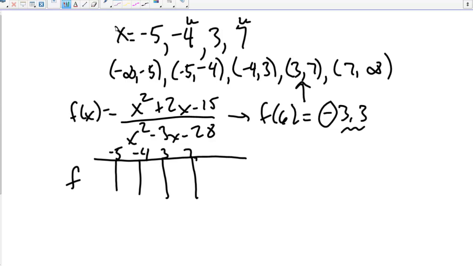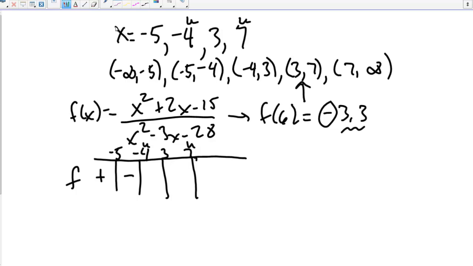Doesn't have to be to scale or anything. Put a little u above those places where the function's undefined. And if we plug in a value before negative 5, we'll find we get a positive number. We plug in a value between negative 5 and negative 4, probably negative 4.5 would be the ideal choice there. It turns out we get a negative number.